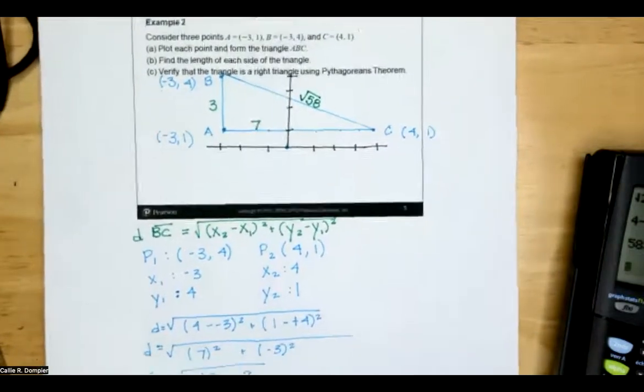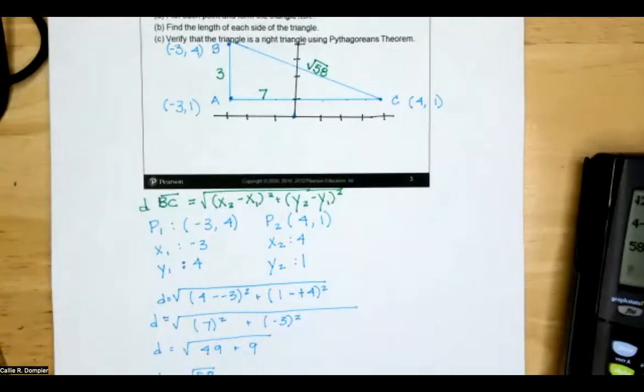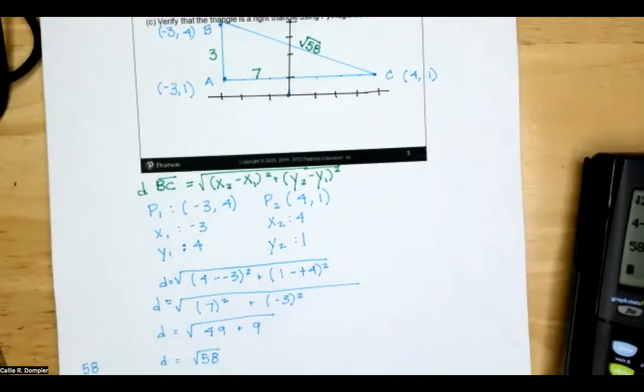Then they ask us to use Pythagorean theorem. They're never going to ask you on the exam something that they don't give you the formula to. So the formula for the Pythagorean theorem is that leg squared plus the second leg squared is going to be equal to the hypotenuse squared.